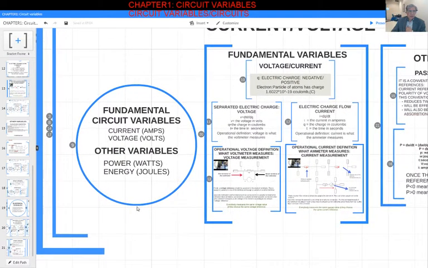Fundamental circuit variables, these are currents and voltages. The unit of current is amps, and the unit of voltage is volts. Other variables are power and energy. Power unit is watts and energy unit is joules. Now we will be examining these variables separately. So one video for the fundamental circuit variables and the second video for the other variables. So let's come to these fundamental variables now.